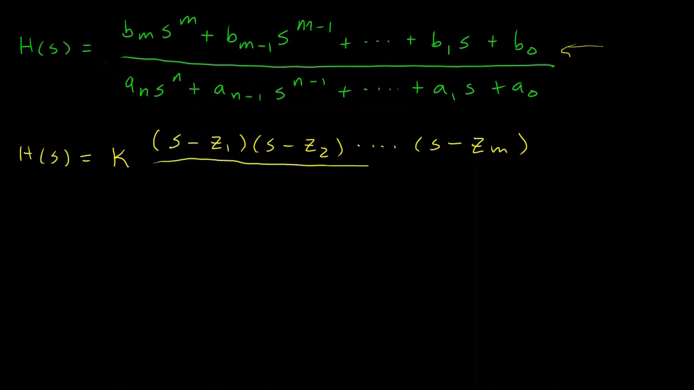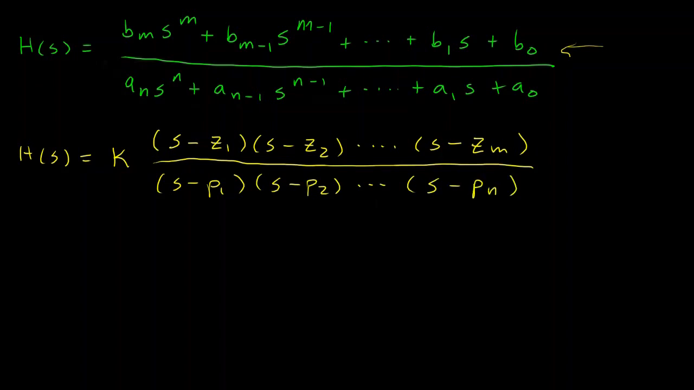The denominator works the same way. We would factor it as s minus p1. We'll call the p sub i the poles, s minus p2, and so on until we get to s minus p sub n. So that is another way to represent the same polynomial.